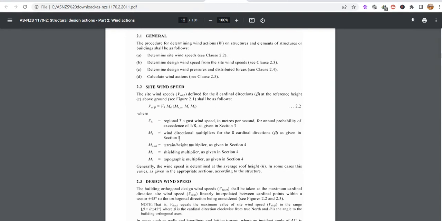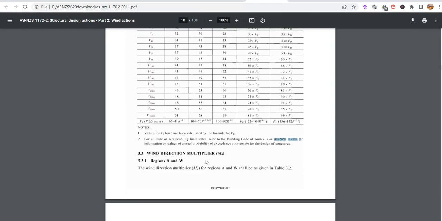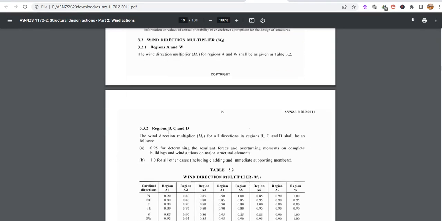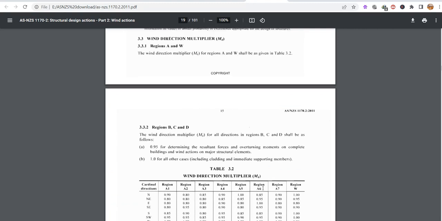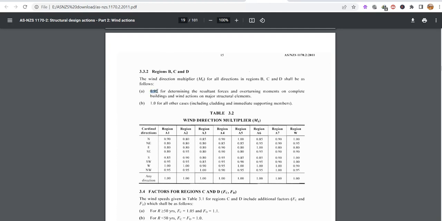Go to section 3, this is my MD. MD is the wind direction multiplier for region C and D. Remember, I'm considering region C and D for 0.95 if I'm considering resultant forces and overturning moment. So there's no overturning moment at the base of the structure because the structure is a shelter. I'm going to consider 1 for all the other cases. So MD is equal to 1.